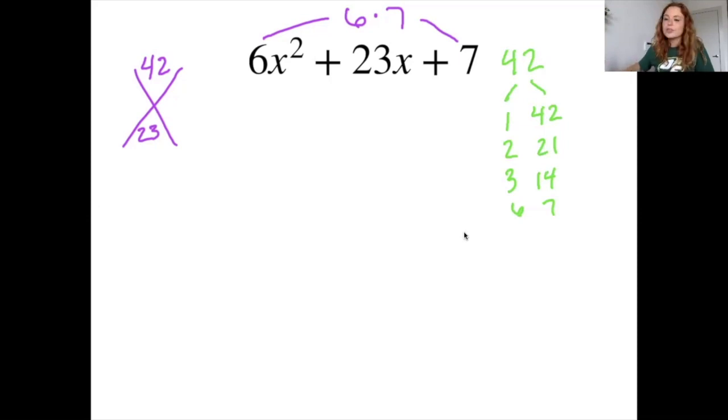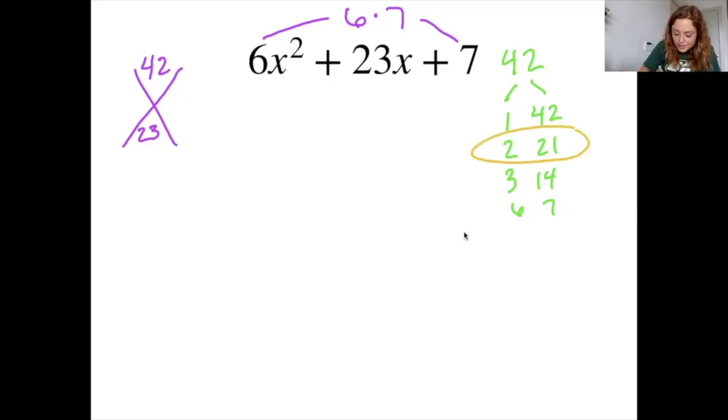Okay, so if some of you are still kind of confused about where we're getting those numbers, it's your multiplication table. Okay? All right, so we found our numbers that multiply to be 42, and we want to see what adds, because it's a positive 42, because positive 7 times positive 6 is positive 42. So it's going to add to give us 23. So hopefully your brain goes straight to 2 and 21. Those are going to add to give us 23.